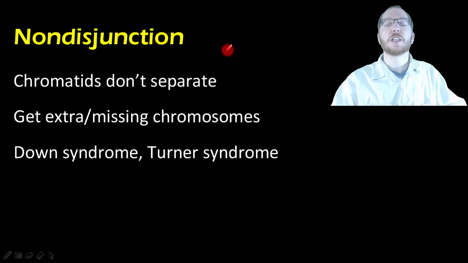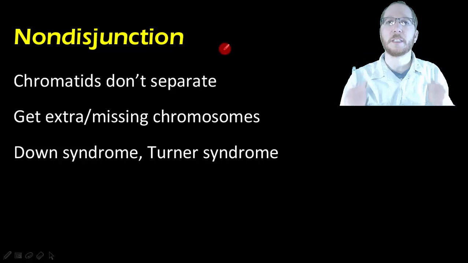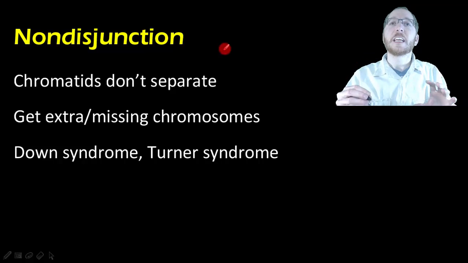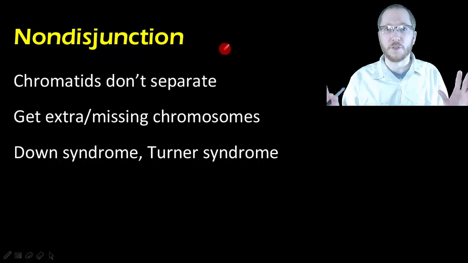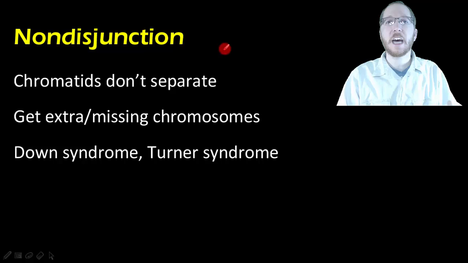Now, non-disjunction is when we screw up the process of separating the homologs or separating the sister chromatids. Now, non-disjunction, if it happens with all the chromosomes, can lead to being a polyploid, where you've got a complete other set, so you're 3N or 4N.